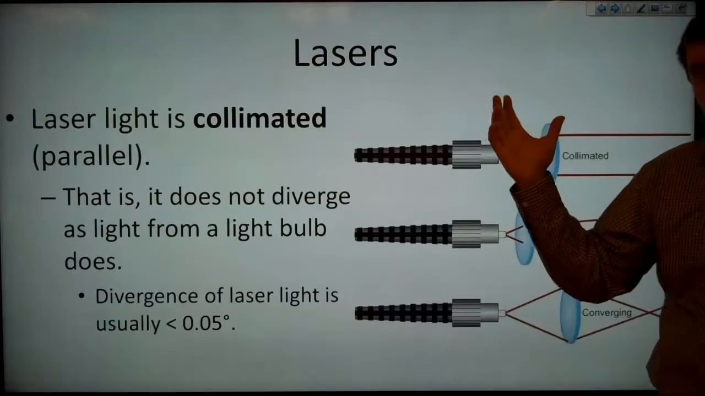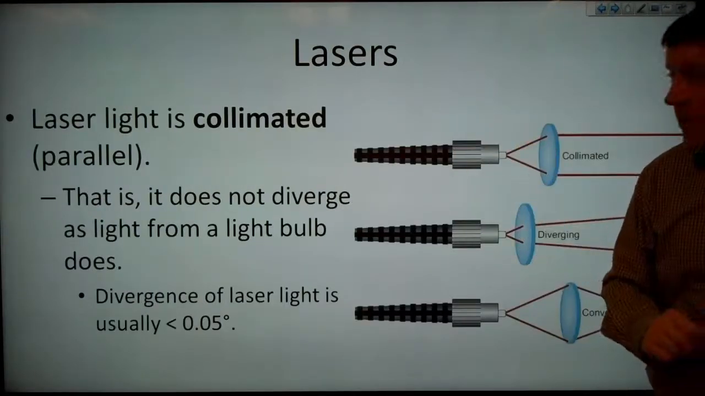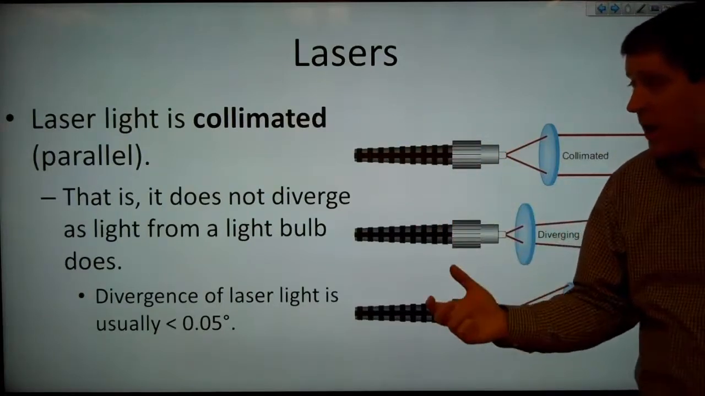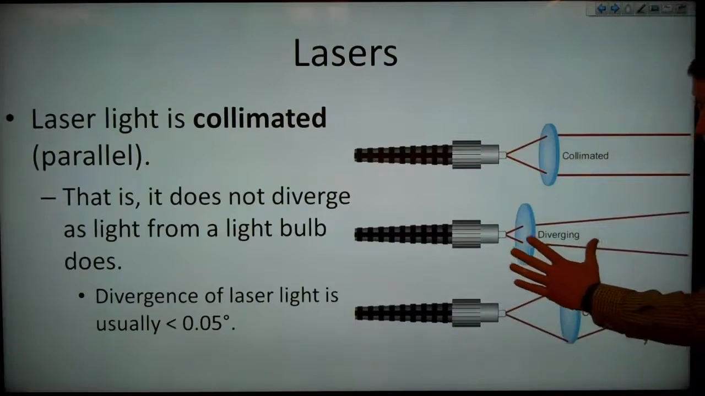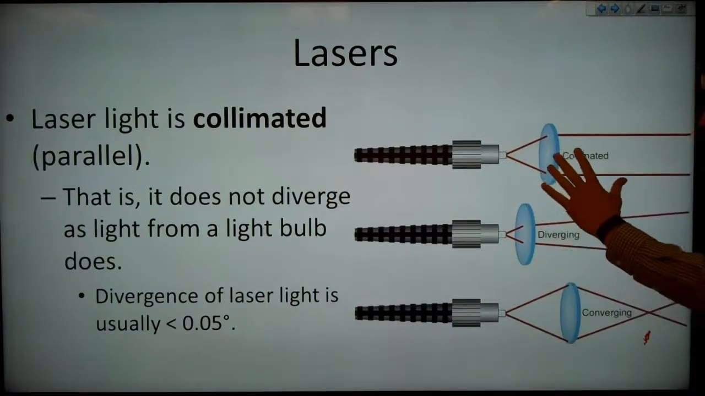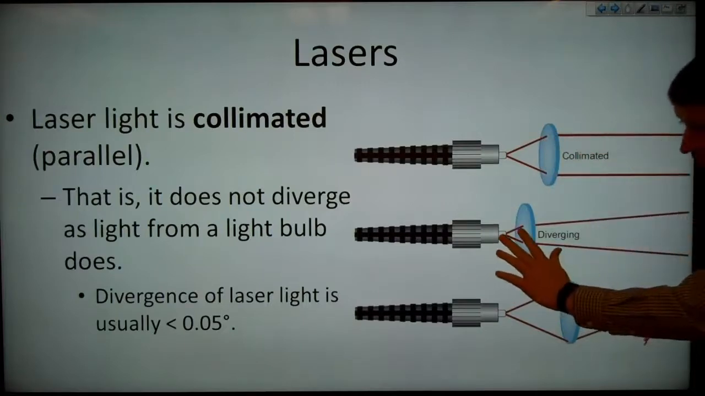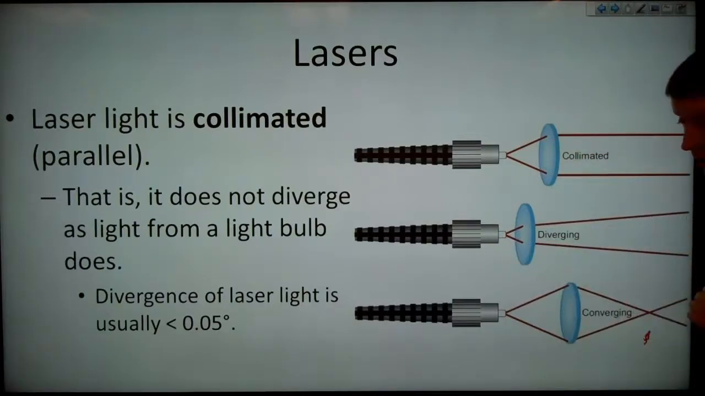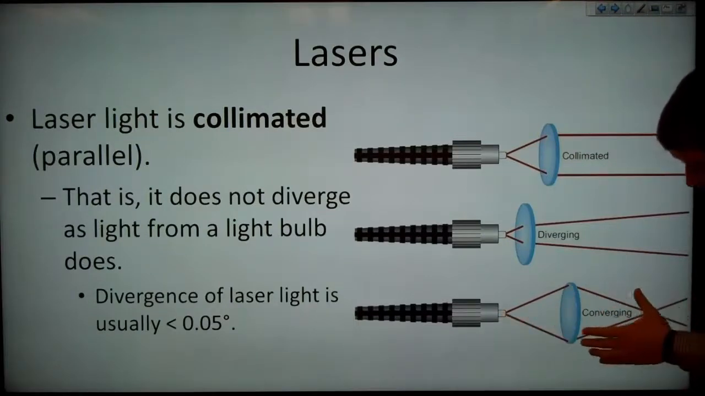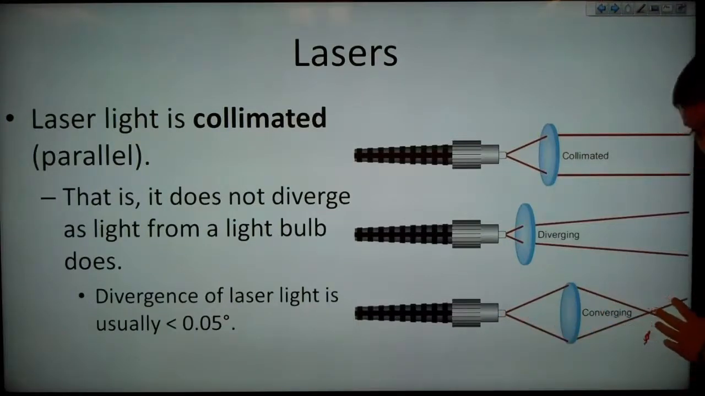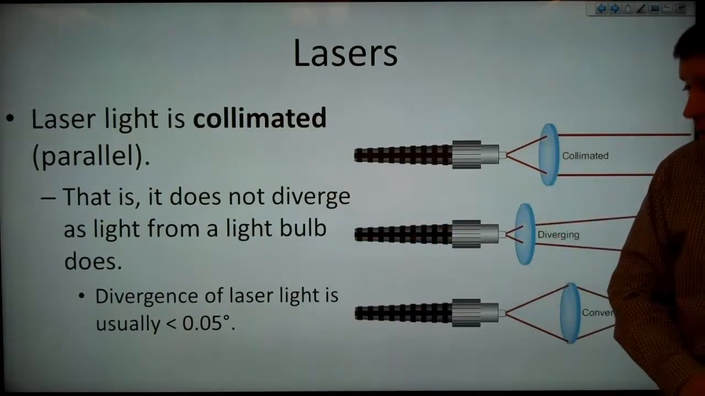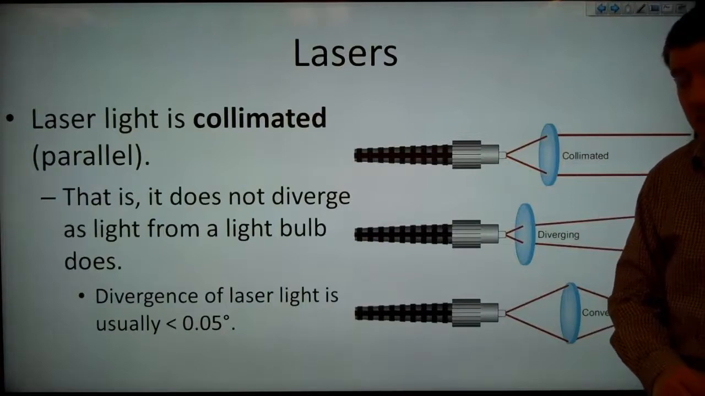So let's talk about some properties of light coming out of lasers. Laser light is collimated, which means that it's parallel. That is, it doesn't diverge as light coming from a light bulb does. So we can have collimated light, which is parallel. We can have diverging light, where the rays move away from each other. We can have converging light, where those light rays are focused onto a single point, and then past that point, they diverge. And generally, the divergence of laser light is less than 0.05 degrees.